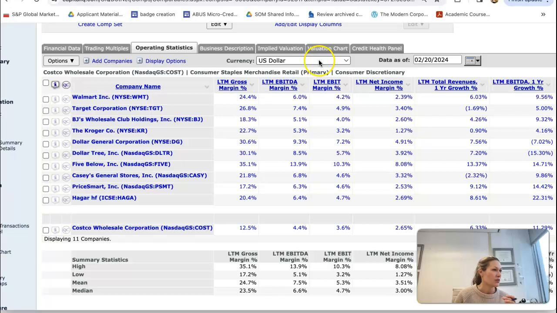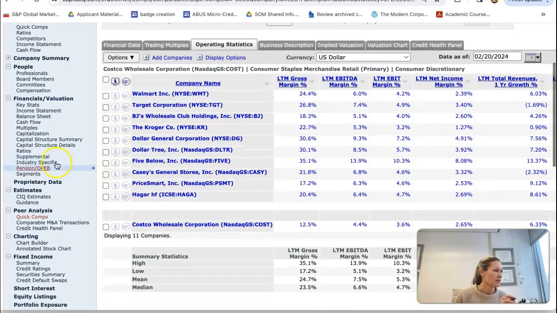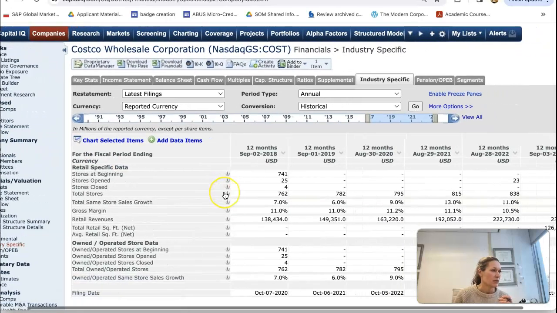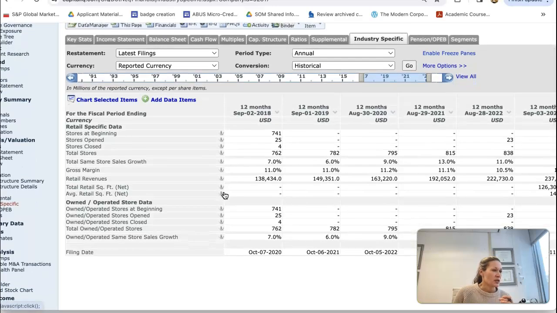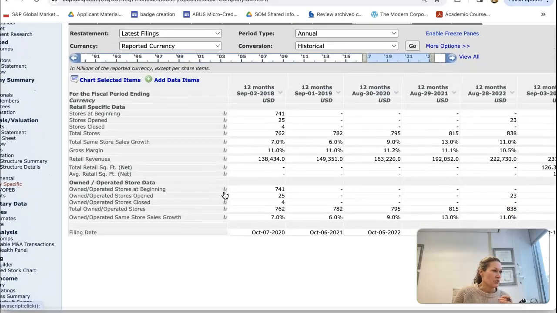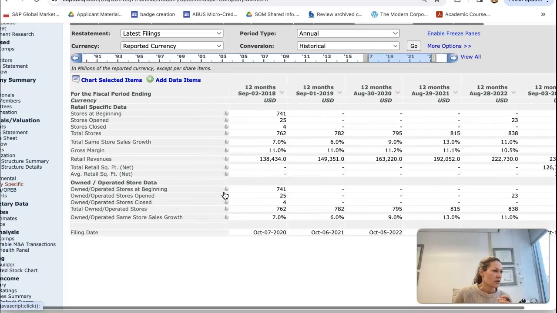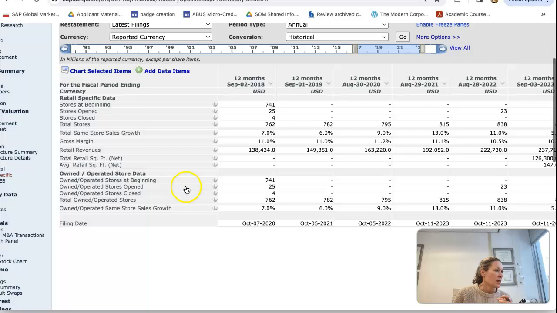I'll also point out one other thing you can pull up in Capital IQ, which is kind of fun. They also have some industry-specific metrics, so not just financial data, but for example, for Costco, I can look at how many stores they opened in a given time period, how many stores they closed, and what they like to call same-store sales growth, which is very common in retail stores. So not counting new stores they've opened, if you just looked at the stores that were open 2 years ago, how did their sales grow?